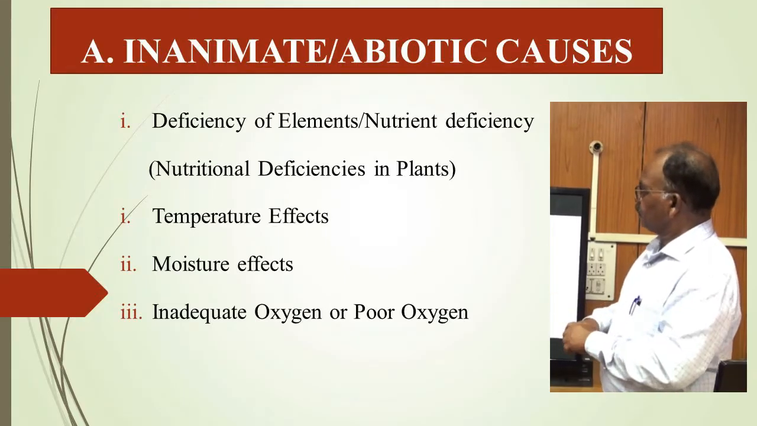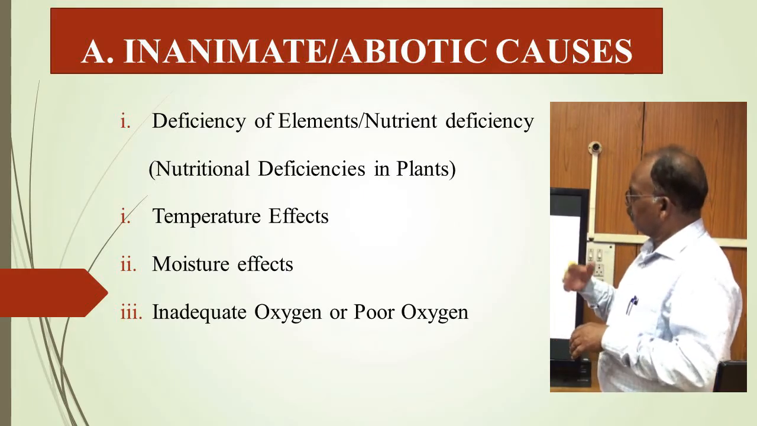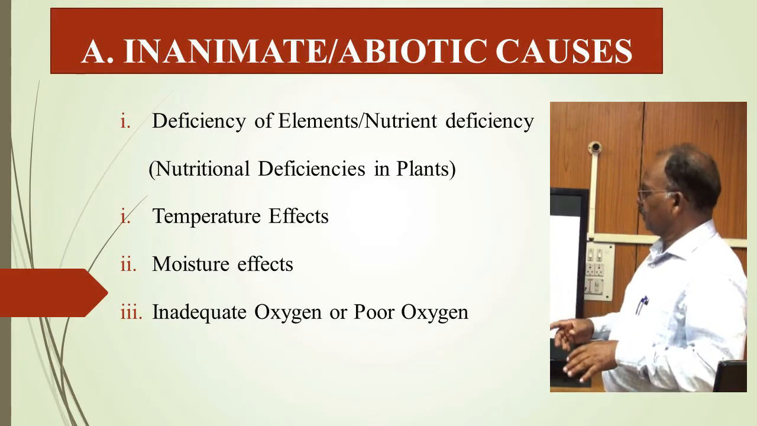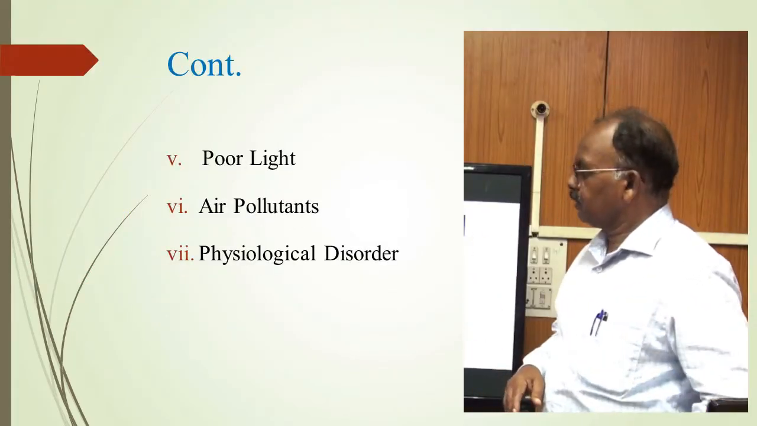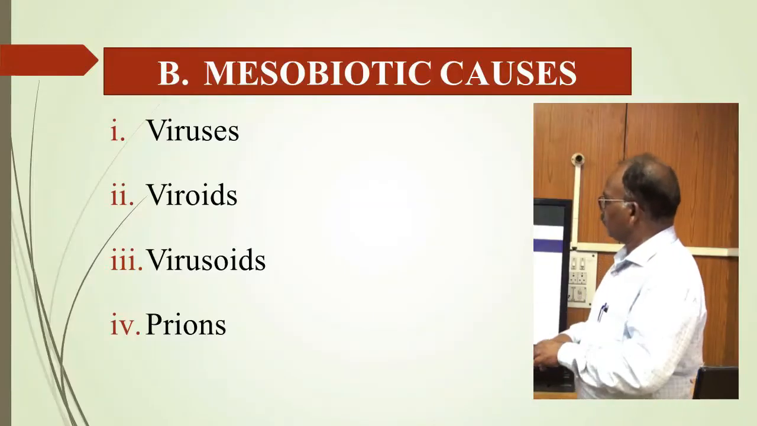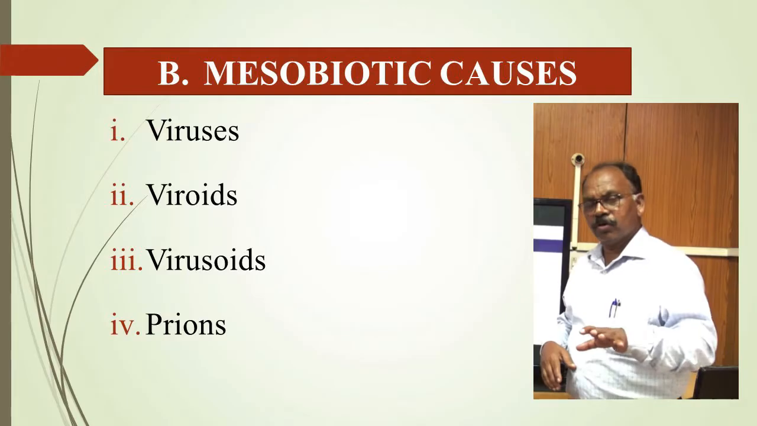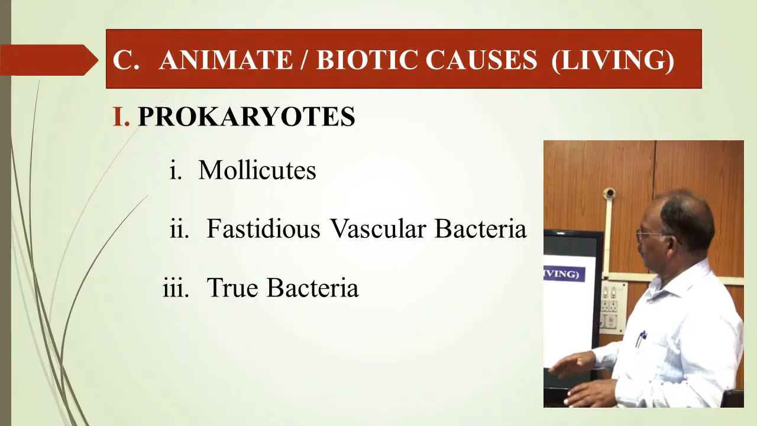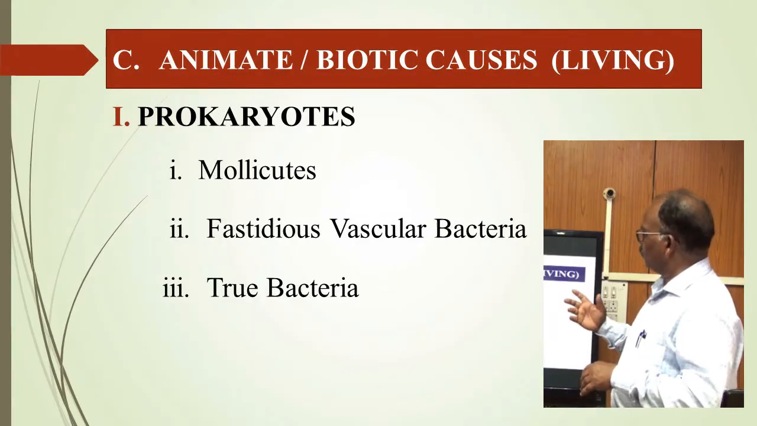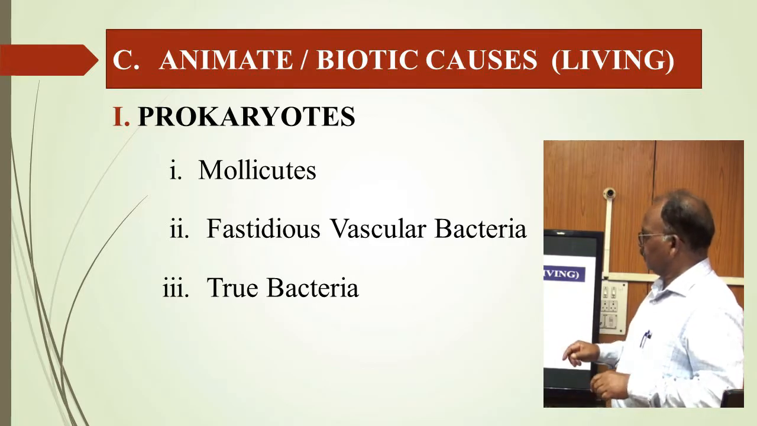Inanimate or abiotic causes include deficiency of nutrients or elements and other environmental factors such as temperature, moisture, poor oxygen, poor light, air pollutants and physiological disorders. The mesobiotic causes include organisms which are neither living nor non-living, such as viruses, viroids, virusoids and prions. Animate or biotic causes include living things, and these include prokaryotes and eukaryotes.